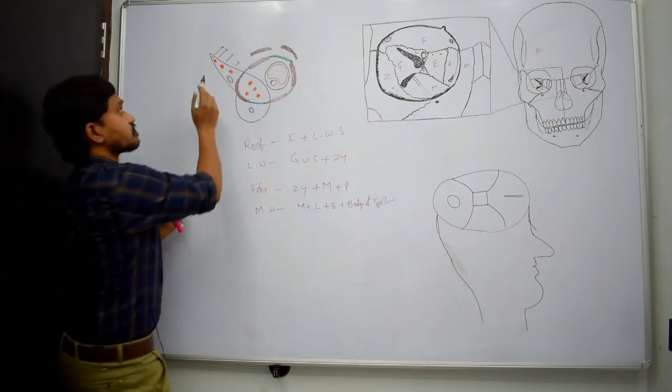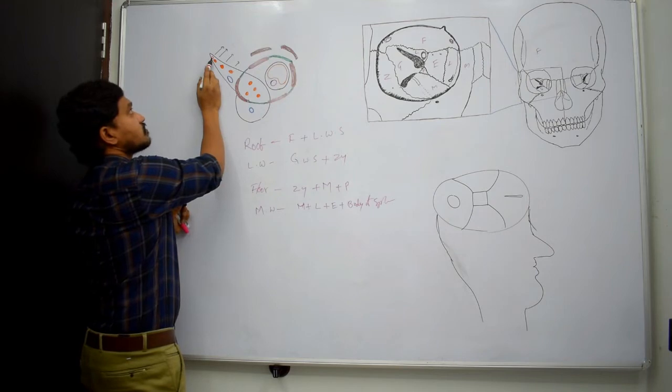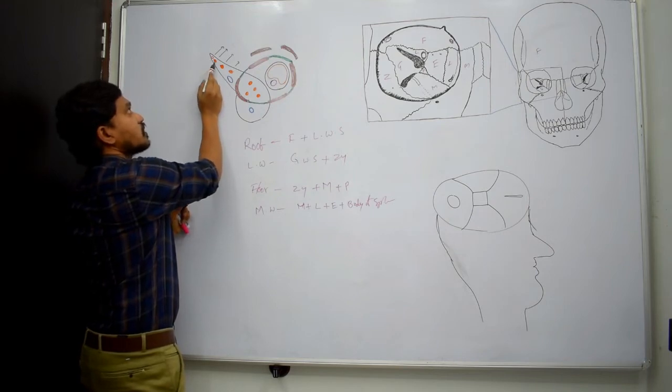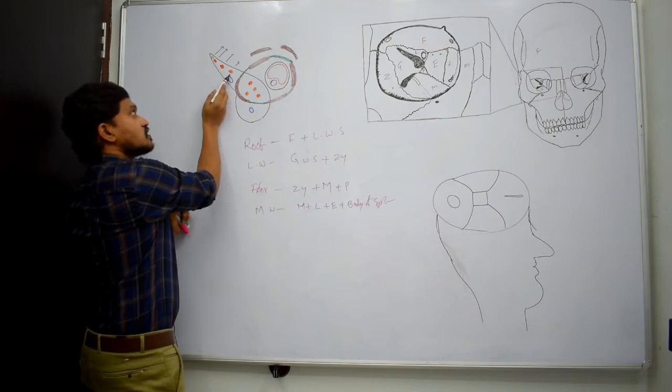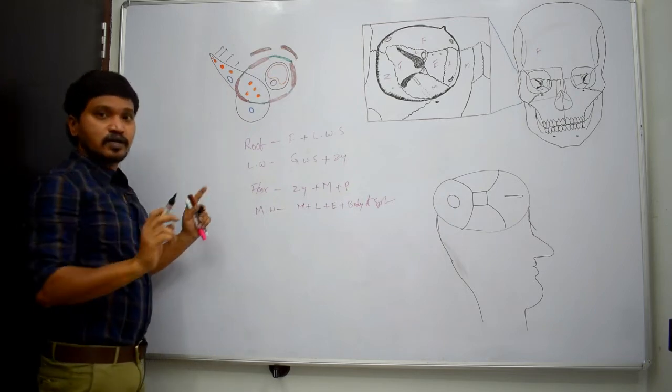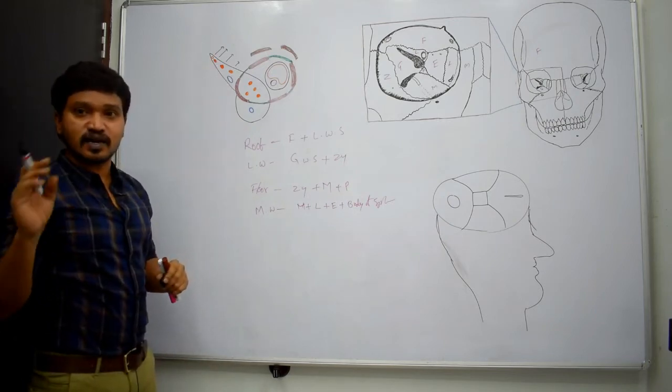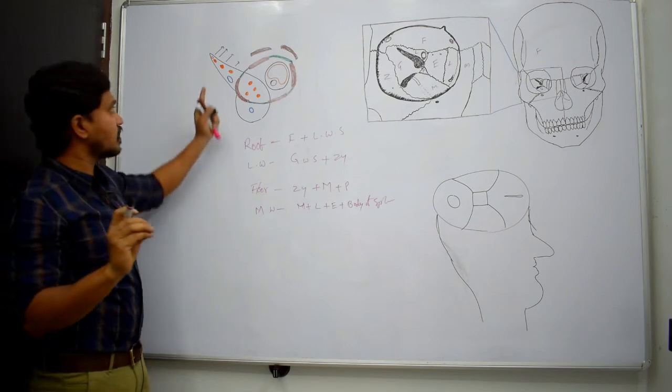Recollect once again. Recurrent meningeal branch from the ophthalmic artery. This is the lacrimal nerve. This is the frontal nerve. This is the trochlear nerve, that means the fourth cranial nerve. And this is the superior ophthalmic vein. These structures we will discuss in the contents. At this session, just remember the names.